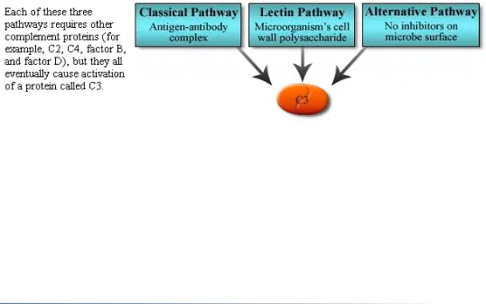Each of these three pathways requires other complement proteins, for example, C2, C4, factor B, and factor D. But they all eventually cause activation of a protein called C3. Click the C3 to activate it.